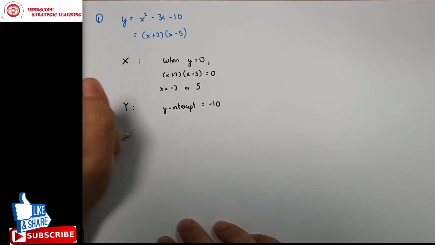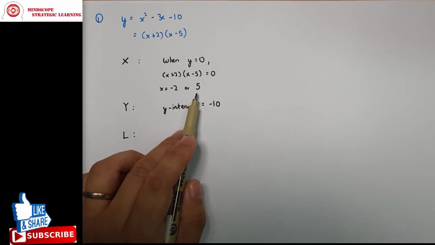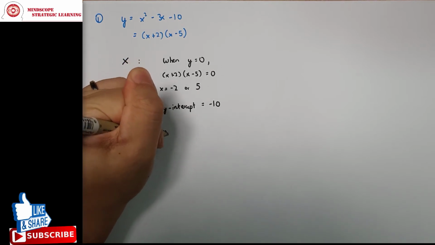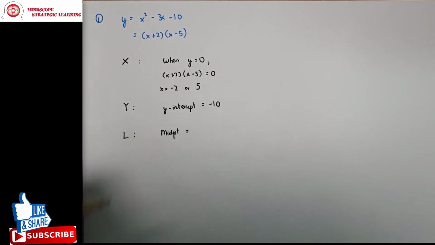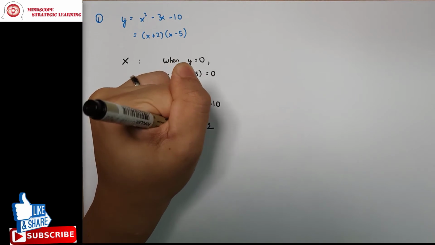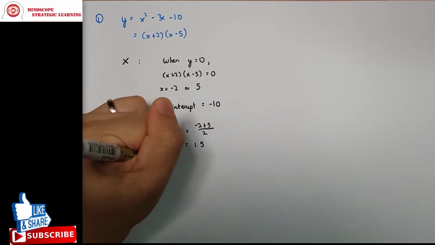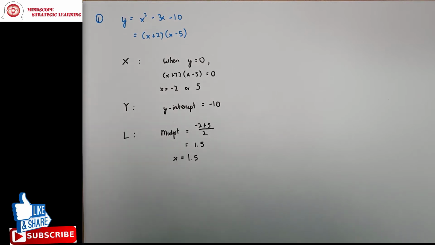Next, we find the line of symmetry. To find the line of symmetry, we just need to use the symmetric properties of the quadratic curve. We know that it will be symmetrical about the two roots. So we simply take the average of these two numbers. So we find the midpoint, which will be adding these two numbers up. That will be minus 2 plus 5 divided by 2. And that will give us 1.5. So we know the vertical line of symmetry is x equals 1.5.